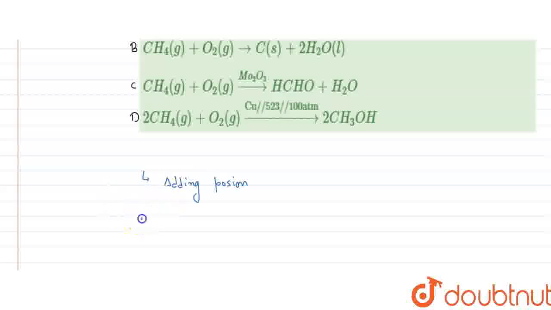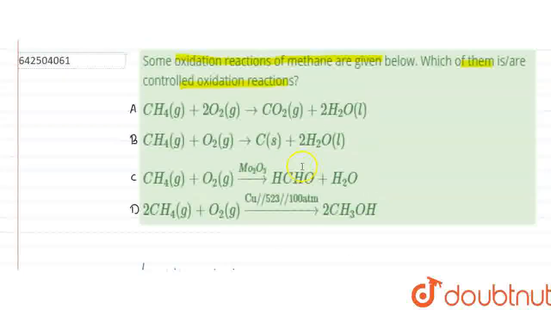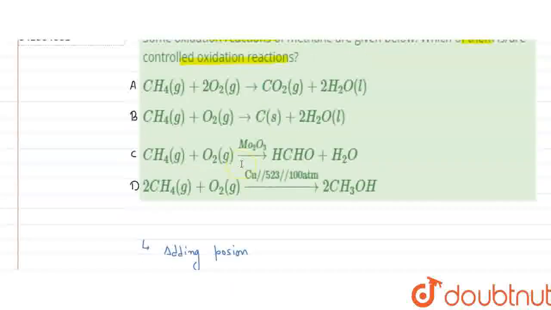So we can do that, or change the conditions of the reaction. For example, increase or decrease the temperature, pressure, etc. So we can do these things to control the oxidation reaction. So let us see these reactions and see in which of them we have used some of these things to control the reaction.